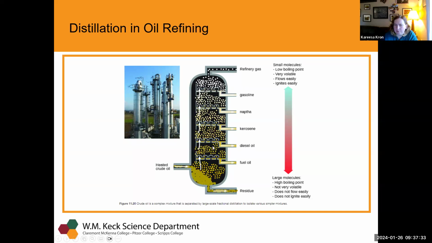And so this is really useful, and it's oftentimes one of the first steps that crude oil goes through in terms of processing, so that you can start to use the different size compounds in crude oil for different processes.